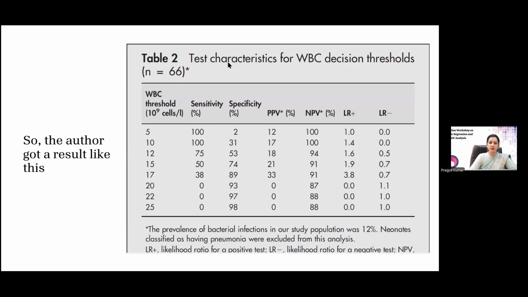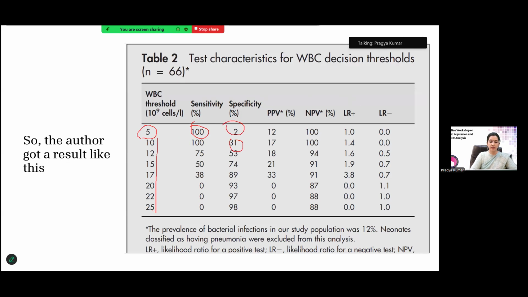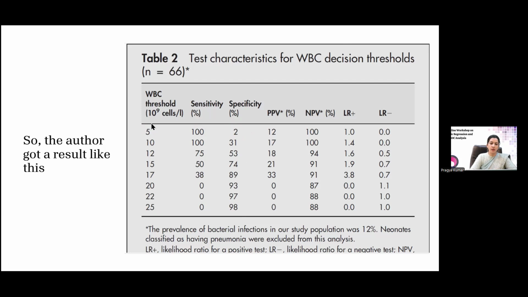So the author got a result like this. At a threshold of 5, the sensitivity was 100%, and you can see the specificity is 2%. At 10, it was 131. As the threshold was increasing, the sensitivity was decreasing, and the specificity was increasing.